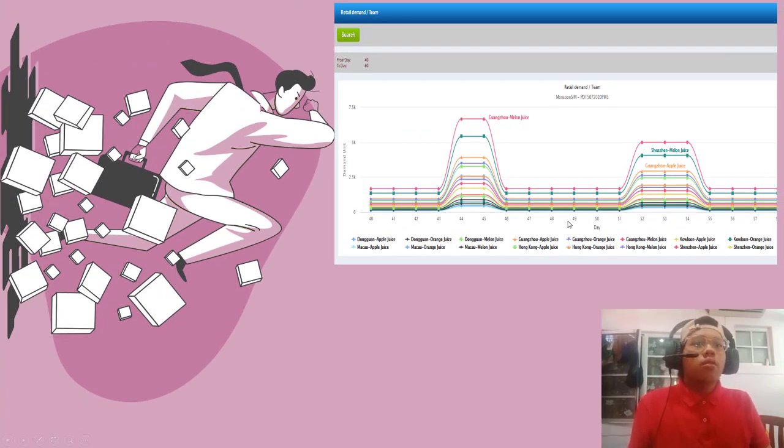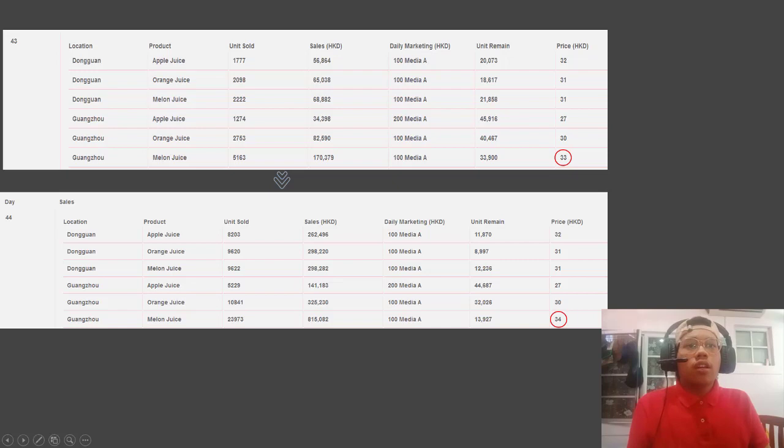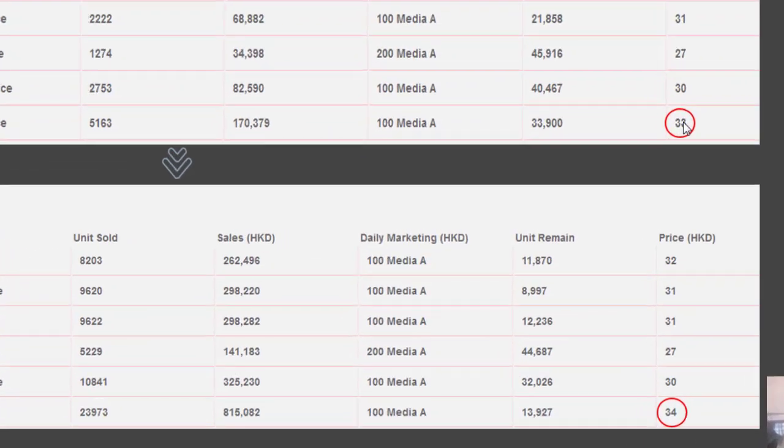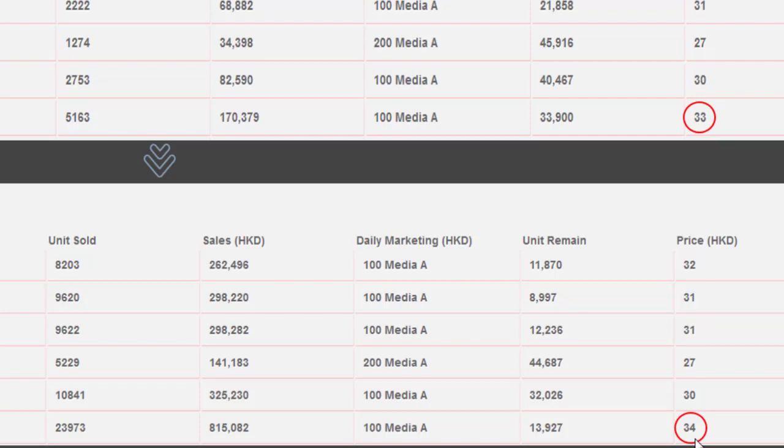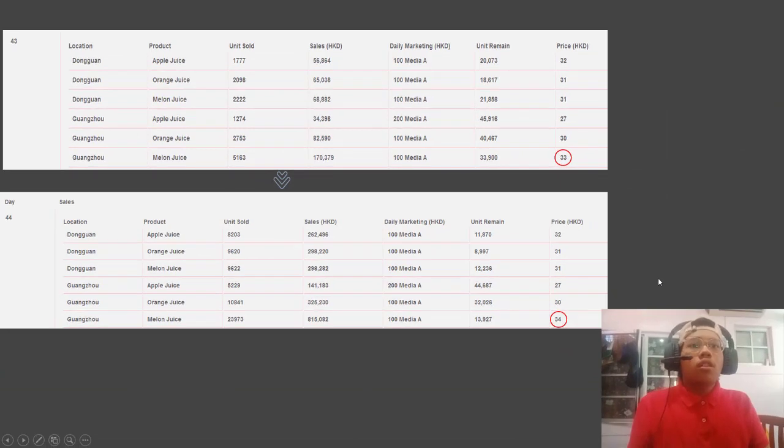From the graph, we can conclude that the demand for melon juice in Guangzhou was really high at day 44 and 45. So we set the new price for melon juice at day 43 from 33 Hong Kong dollars to 34 Hong Kong dollars, just like in this picture. When the holiday is over, the demand for every juice will decrease to normal, and we lower the price as usual to 33 Hong Kong dollars.